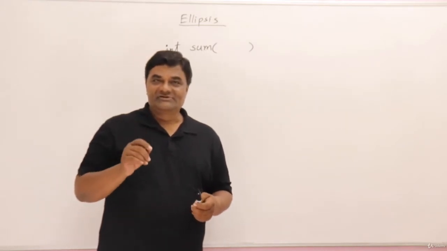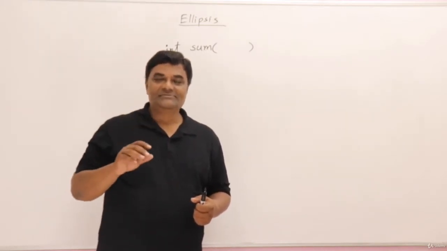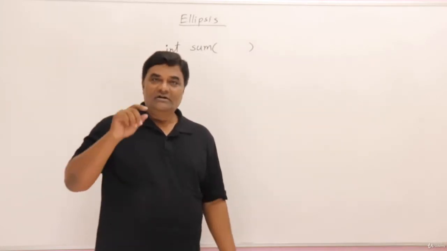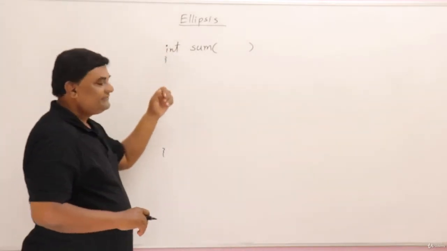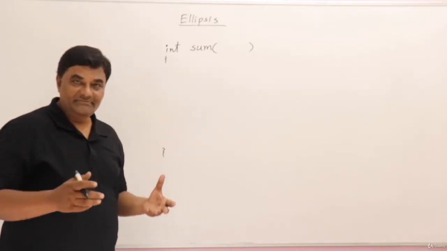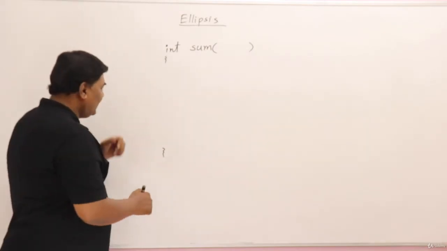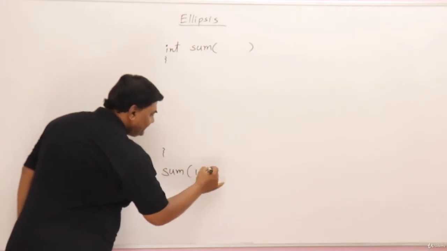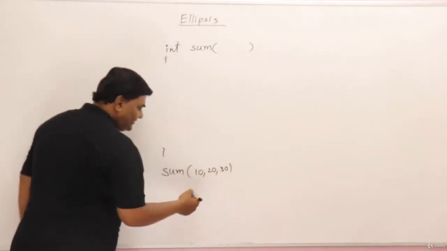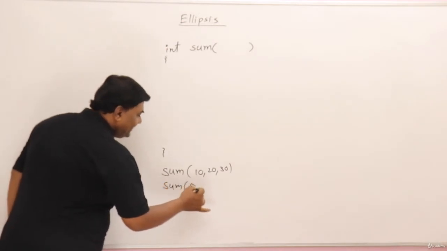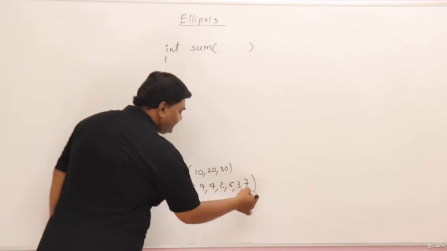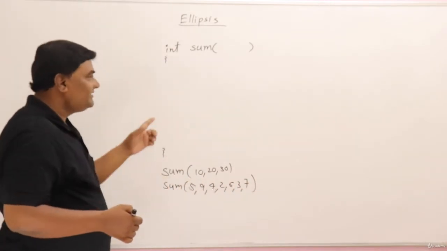The topic is ellipsis. Ellipsis is used for taking a variable number of arguments in a function. For example, I want to write a function for finding the sum of integers. I want that function to work when I send sum 10, 20, 30. It should work. And if I say sum 5, 9, 4, 2, 6, 3, 7, it should work. So for any number of arguments, it should work.